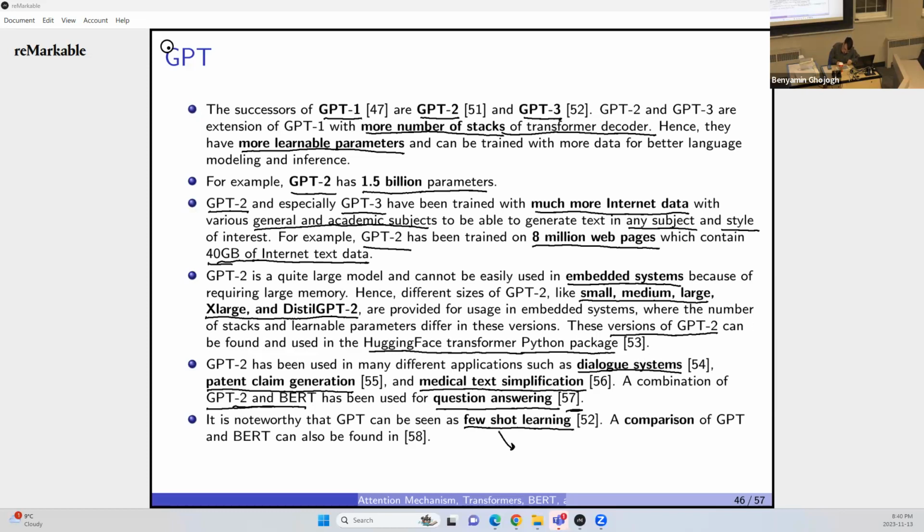By the way, one of the ways for few-shot learning is called meta learning. Meta learning is learning to learn. How to learn to learn. A comparison of BERT and GPT can be found in reference 58.